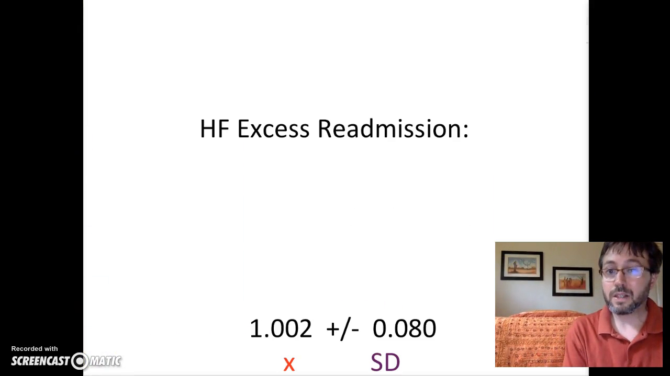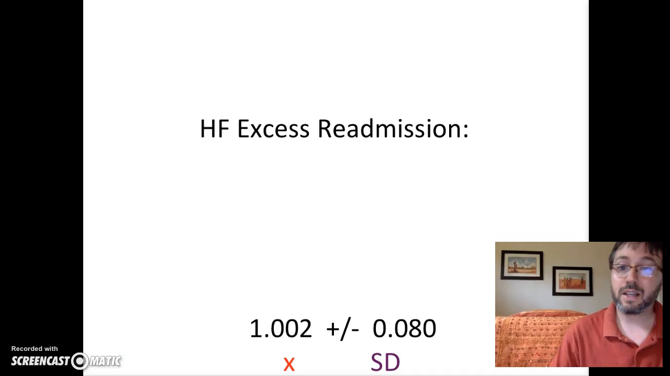So what I'd suggest you do now is pause the video for a moment, open SPSS, open the data set, and see if you can get the mean and the standard deviation of this excess readmission ratio.